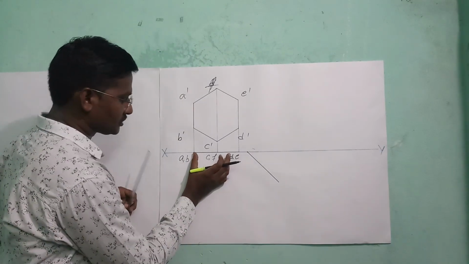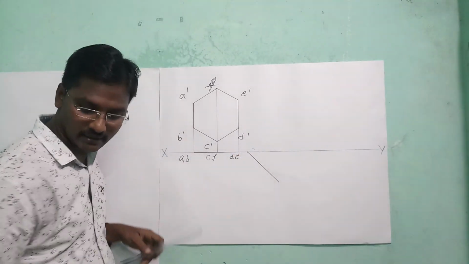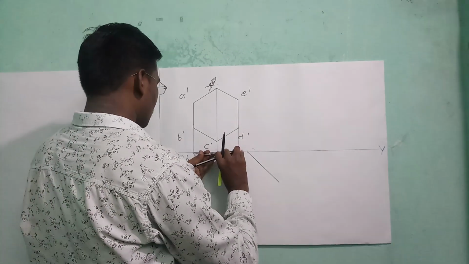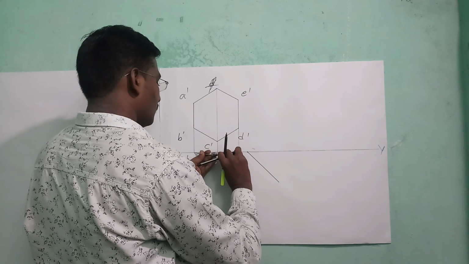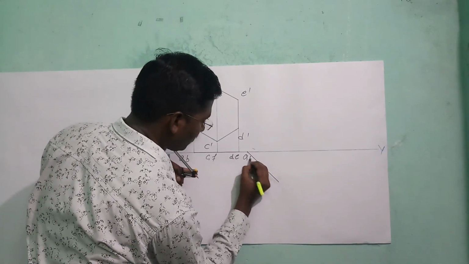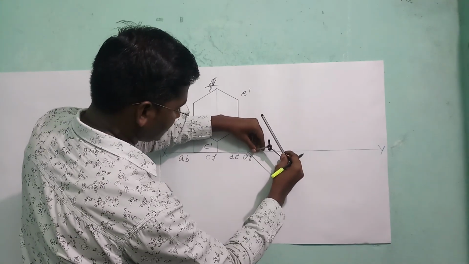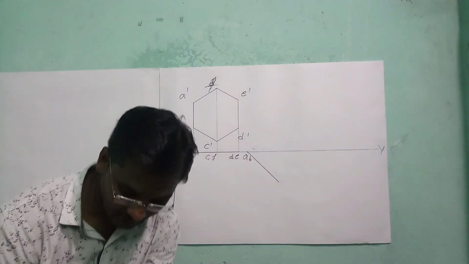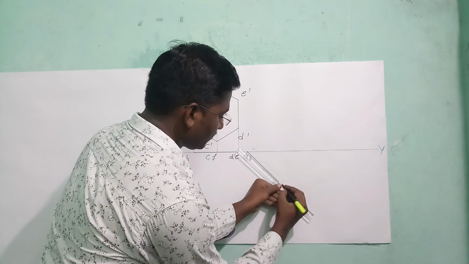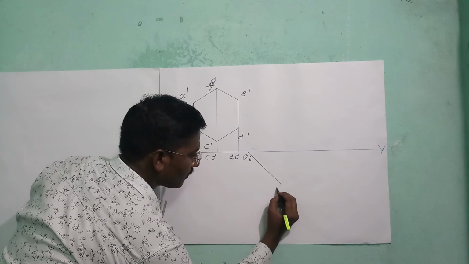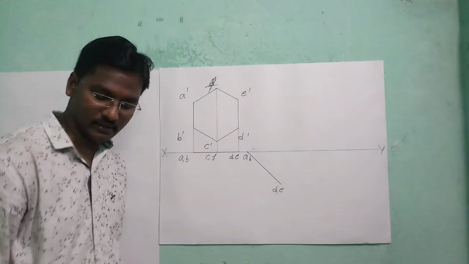Now measure the distance of A to D in the compass. Now take this point as A comma B. Take A as center. Draw the arc. Now extend the line with the help of the scale. Now this is the point D comma E.